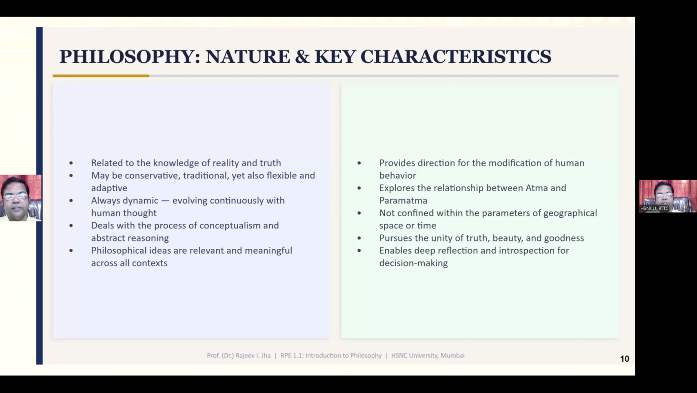It may be conservative in preserving classical questions about being, knowledge, and value, while remaining entirely flexible in how it approaches them. It is dynamic, always evolving with human thought. It deals with the process of conceptualism, the formation, examination, and critique of concepts.